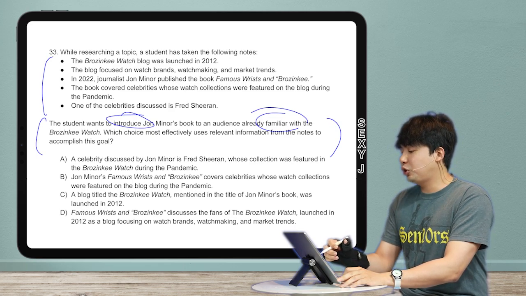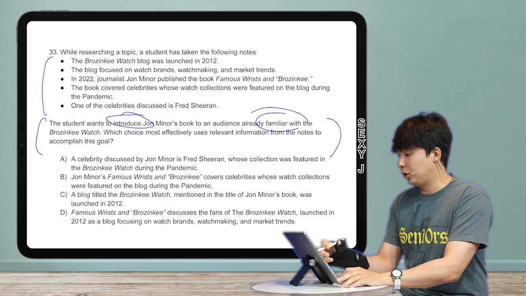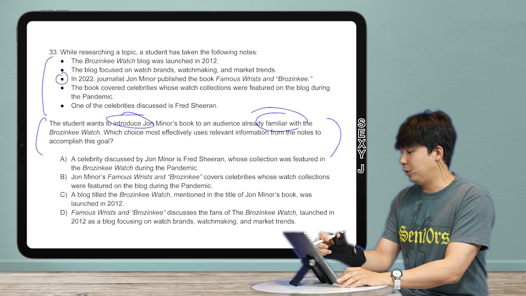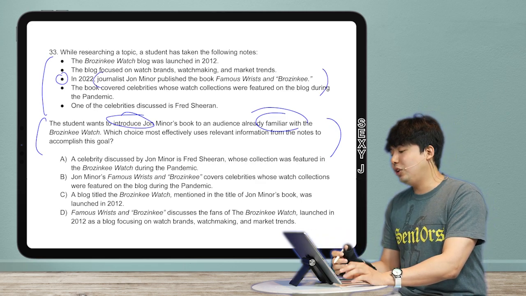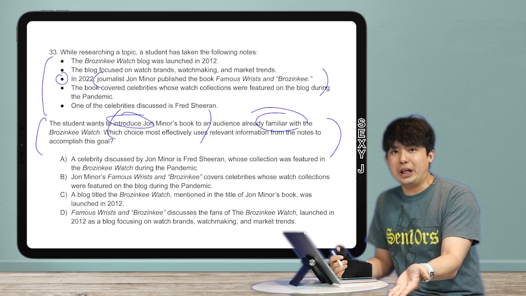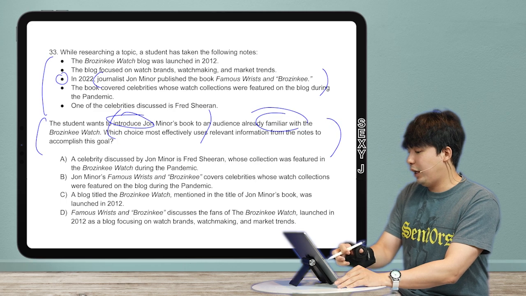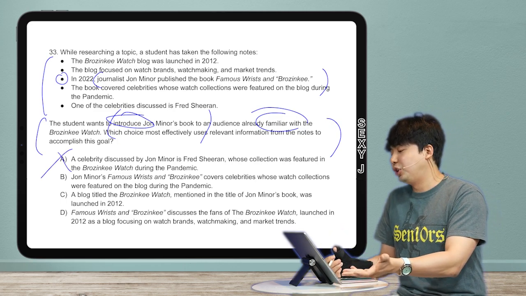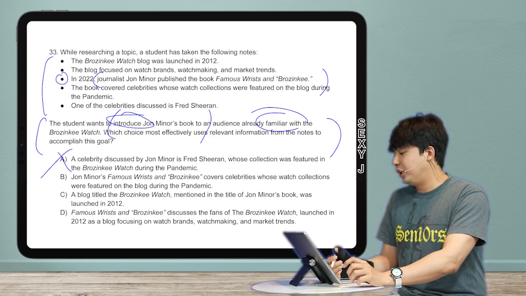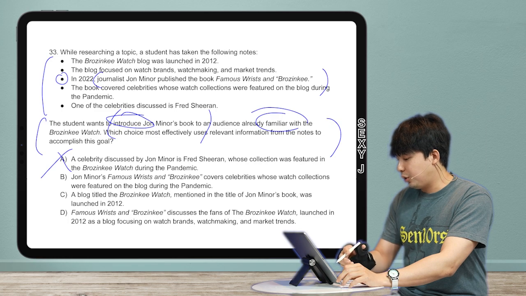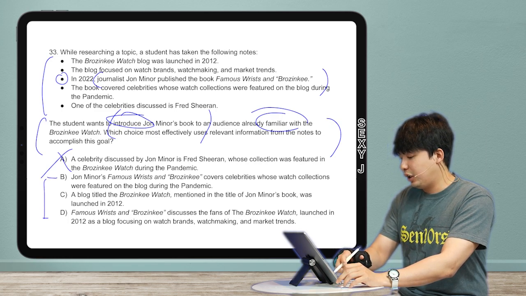So what am I doing? I'm introducing John Miner's book. So where is the book? Third bullet point. This is the book. So I need to first introduce John Miner's book, and get rid of all the choices that don't have the book. So A is out because it doesn't have the book. The title of the book is, it sounds dumb because I made it up, Famous Ritz and Brzezinski. That's not in A, so we take it out. And so we have B, C, and D left.